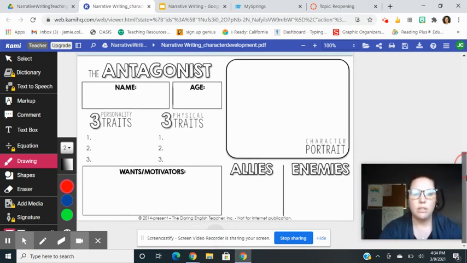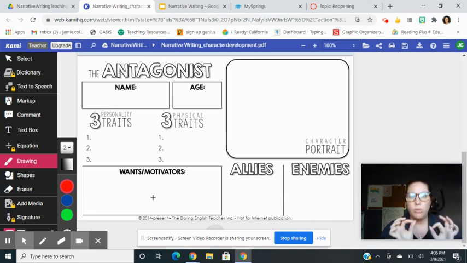What motivates your antagonist? What do they want? Maybe they're selfish, and that creates a problem for your character. So write that. Who are the antagonist's allies? Who are their enemies? List those out so that you can start brainstorming how you want your story to go. That's all that you're doing today, your character development. Just spend some time really thinking about who is going to be in your story and start describing them so that your reader can visualize your characters.